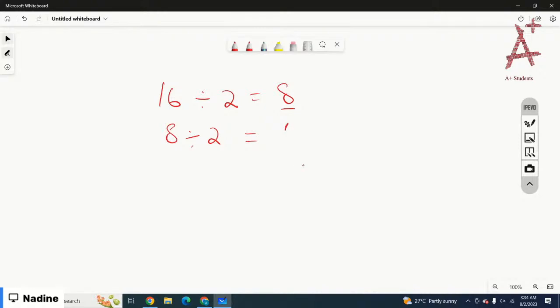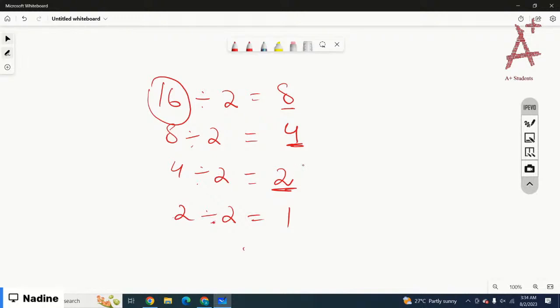2 times 4 is 8. Now you have to divide this number by the smallest prime number. 2 times 2 is 4. You have to divide this number by the smallest prime number. So 2 divided by 2 is 1. So what you did, you keep dividing the quotient by the smallest prime number until you get the answer 1, right? So we divided 1, 2, 3, 4 times.